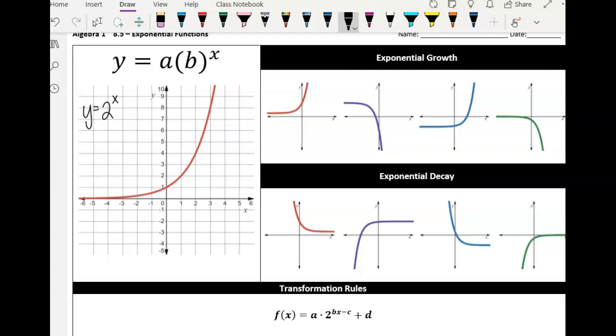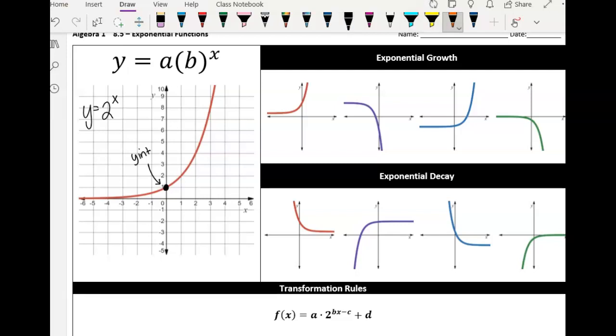And an exponential function is anything that has a variable in the exponent. So just because it has an exponent doesn't mean it's an exponential function. It's if the variable is in the exponent position. All right? So we can see here that our exponential has a y-intercept of 1. Some of our key characteristics about these exponential functions is the y-intercept is 1.